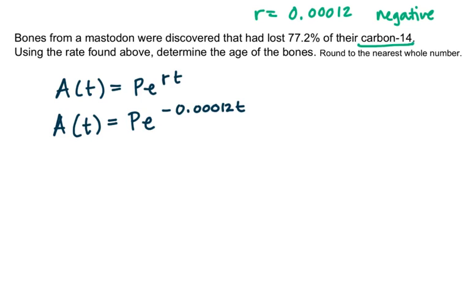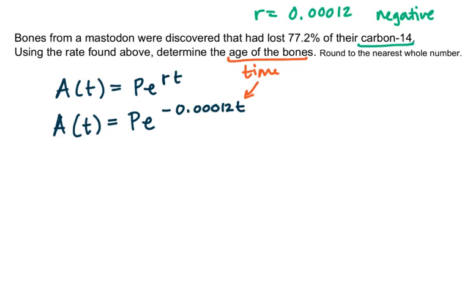Okay, so now we have to figure out what we're being asked, right? We have bones from a mastodon. They've lost 77.2% of their carbon-14. We want to determine the age of the bones. So that means we need to determine the time. The age of the bones is how long they've been sitting in the ground. Essentially, you've got all of your carbon-14. You die, you immediately start decaying and losing that.